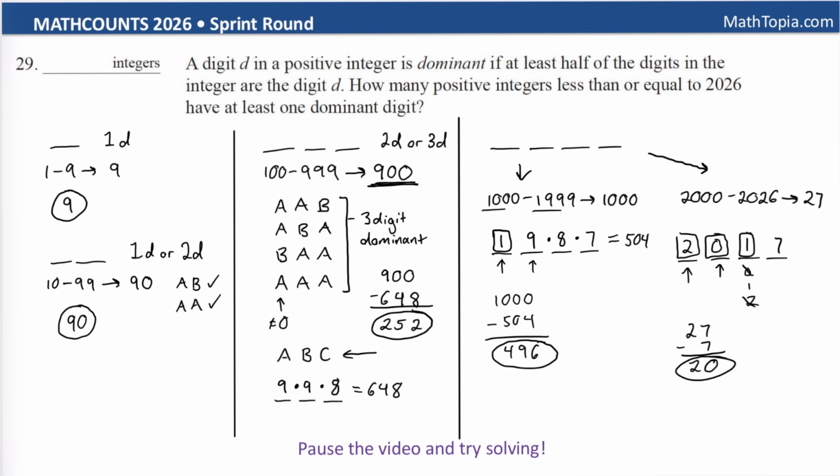Now we have all of our totals, so we know the total number of 1-digit dominant integers, 2-digit dominant integers, 3-digit, and 4-digit within this range. So we can add them up, so 9 plus 90 plus 252 plus 496 plus 20 to get a total of 867 dominant integers within our range.